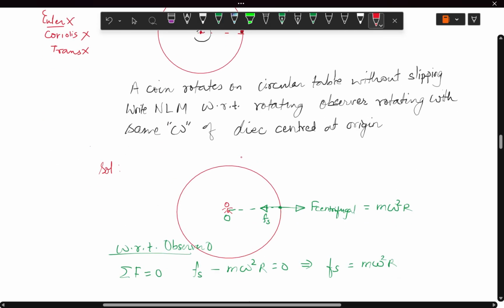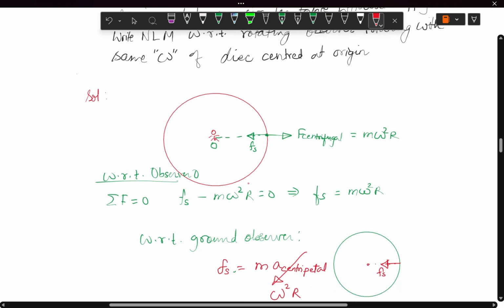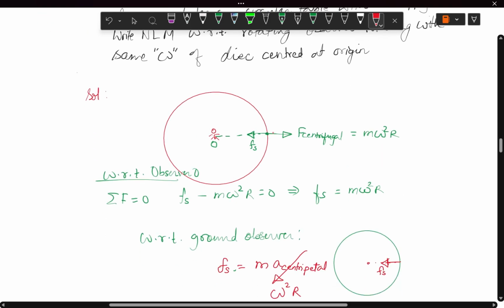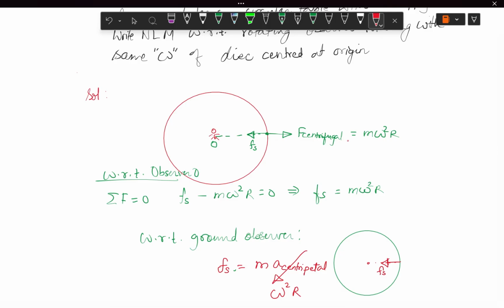Let's see the centrifugal one. With respect to this observer, what are the forces he will be seeing? One is the centrifugal force. We know the magnitude of the centrifugal force is always m omega square into r perpendicular, and r perpendicular is the perpendicular distance from the axis of rotation, which is capital R over here. So this is the centrifugal force, away from the axis, away from the center.